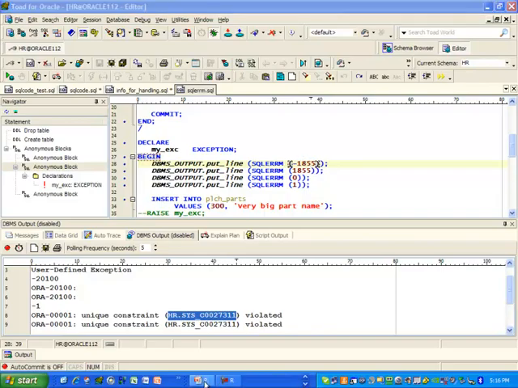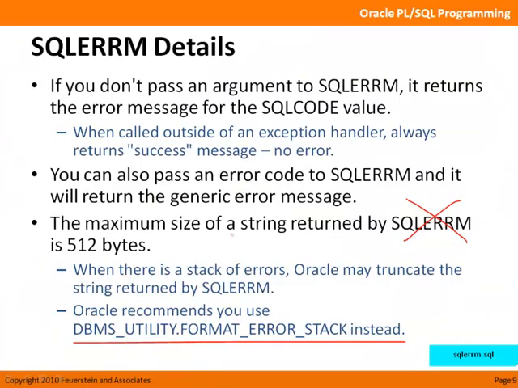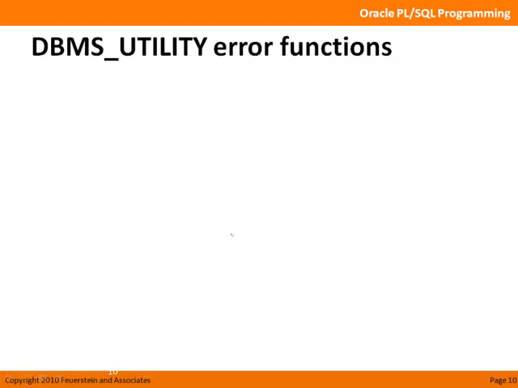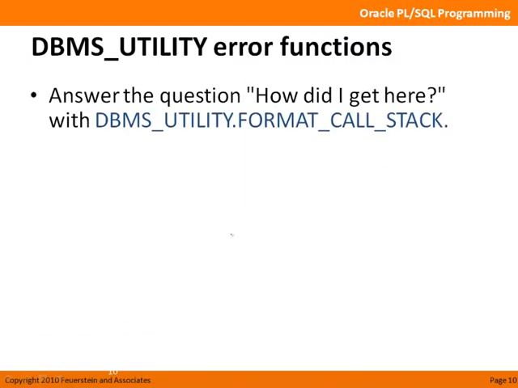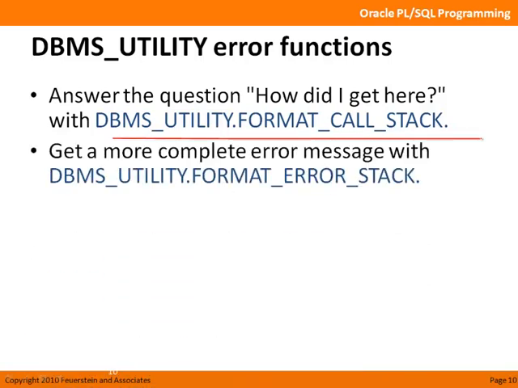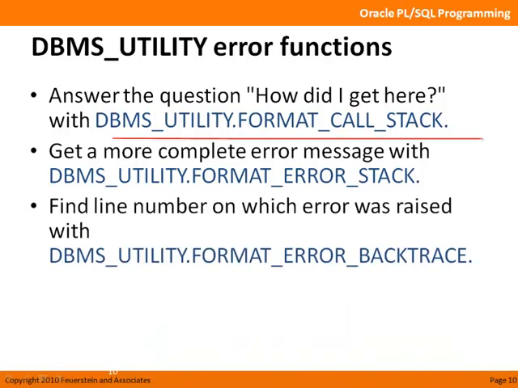Back to PowerPoint. So let's take a look at the DBMS_UTILITY error functions. First of all, we can answer the question of how did I get here by calling DBMS_UTILITY.FORMAT_CALL_STACK. We can answer the question what error occurred, what was the error message, or more generally the error stack, with DBMS_UTILITY.FORMAT_ERROR_STACK. And most importantly, we can find the line number on which an error was raised by calling DBMS_UTILITY.FORMAT_ERROR_BACKTRACE.